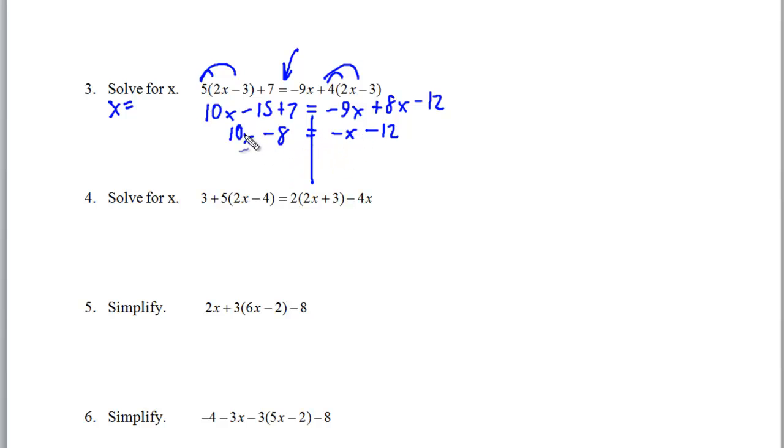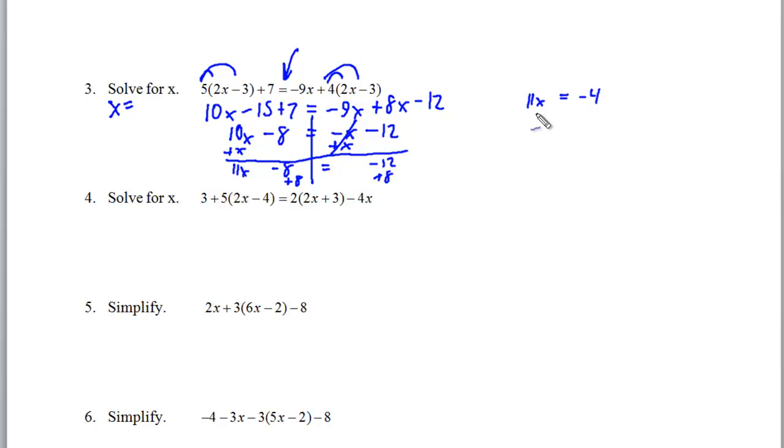Alright, so letters to the left, let's move that negative x over here. Because it's the inverse operation, these two simplify. This gives me 11x minus 8 equals negative 12. Move that 8 to the other side, so I'm going to add 8 to both sides. I'm going to rewrite over here just because I ran out of room. 11x is equal to negative 4.